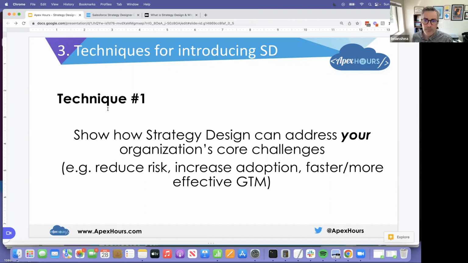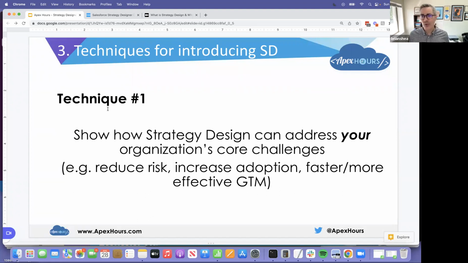So technique number one: the first thing is to tie strategy design to your organization's core challenges. I'm a big fan of the strategy design methods. I think they're really cool, and a great way to work. It would be very easy for me to talk to organizations about all these great methods and why they should be using them: journey mapping, how might we statements, or whatever.